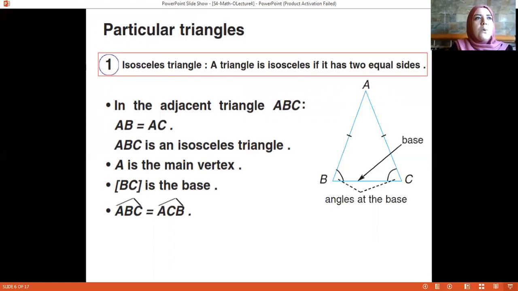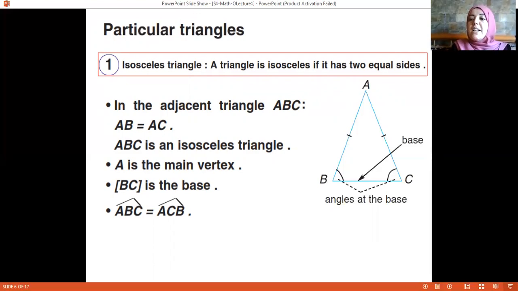So for example, suppose without a drawing, I told you that triangle EFG is an isosceles triangle of main vertex F. That would tell me that FE equals FG. And that also will tell me that angle FEG is equal to angle FGE. So keep in mind that it's very important to tell me which one is the main vertex. Let us take another example.